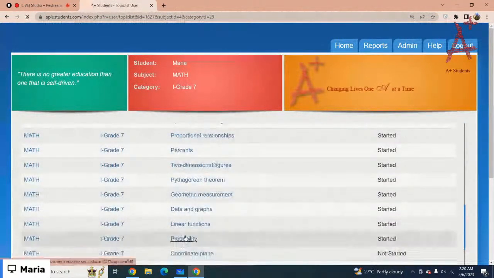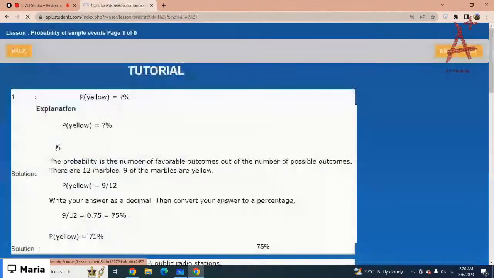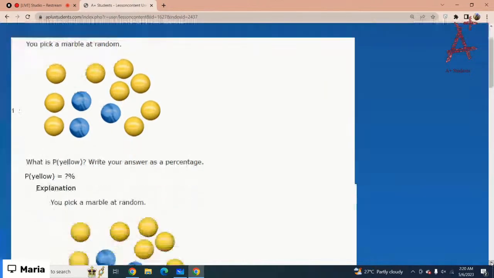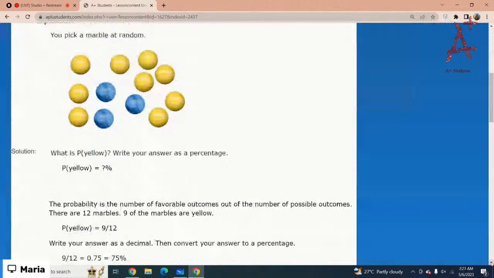Here is the chapter probability. Let's start with the first lesson, that is probability of simple events. You pick a marble at random. What is the probability of getting yellow? So how do we calculate the probability of simple events? You need to calculate the probability of getting a yellow marble.